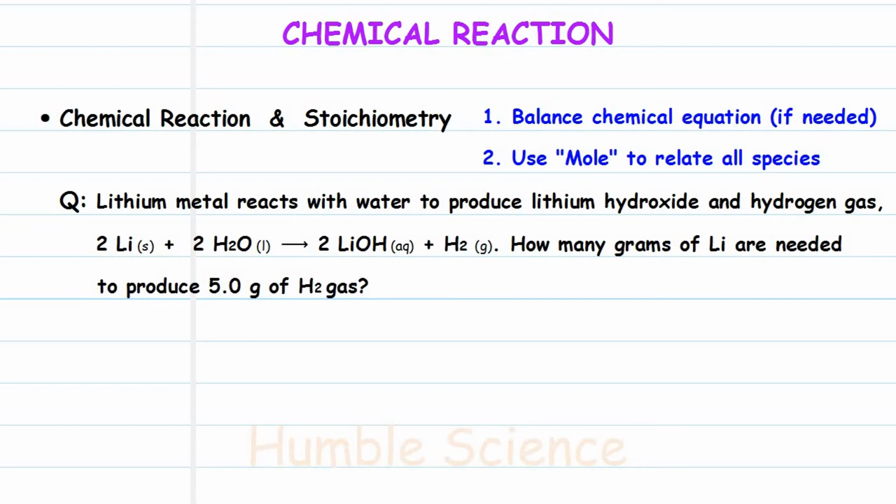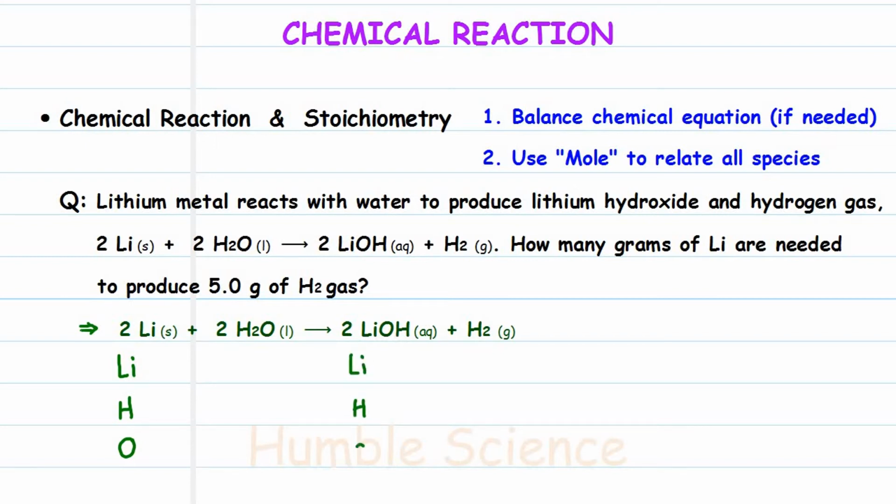In the first step, we have to make sure that the chemical equation is balanced. On the left-hand side of this chemical equation, we have lithium, hydrogen, and oxygen. And on the right-hand side, we also have lithium, hydrogen, and oxygen. The total number of lithium is 2, hydrogen is 4, and oxygen is 2. And for the right-hand side, lithium is 2, hydrogen is 4, and oxygen is 2. Everything matches. That means this chemical equation is balanced.